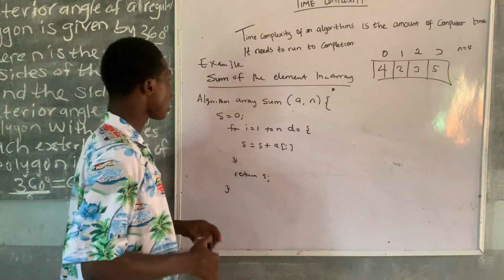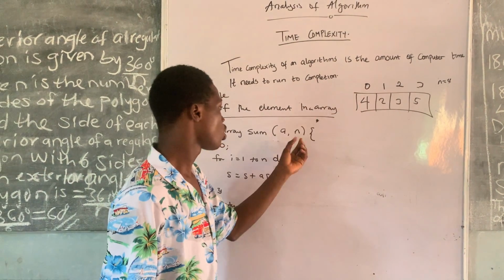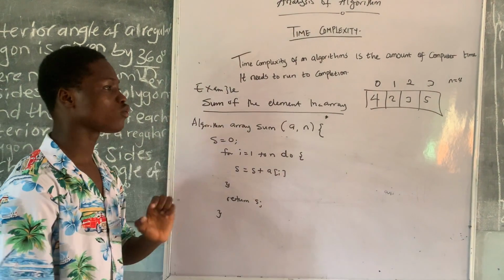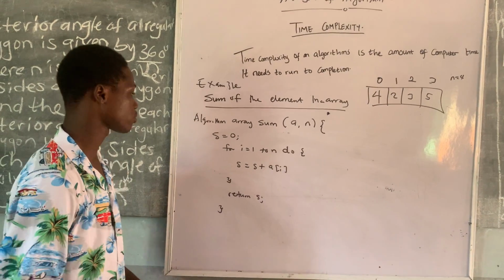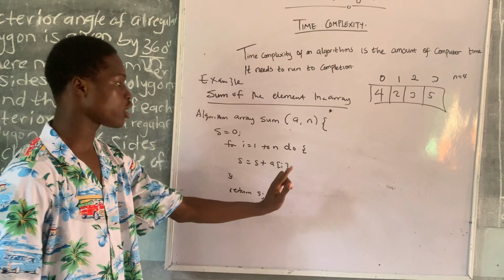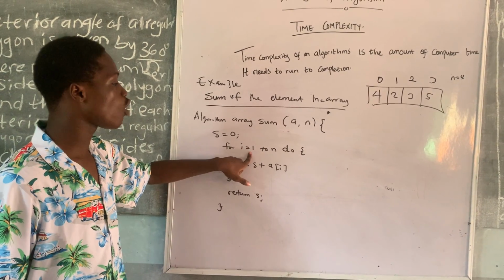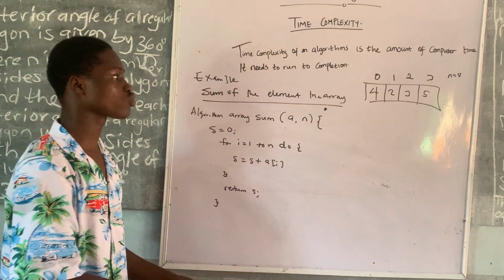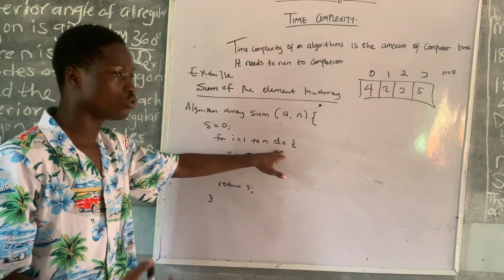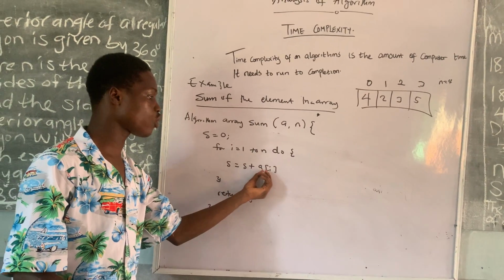So now we have the algorithm ArraySum(A, n), where the name of our array is A and n is the number of elements. We start with a variable, let X equal 0. Then, for i from 1 to n, that's from number 1 to number 4, do something: X equals X plus A of i.